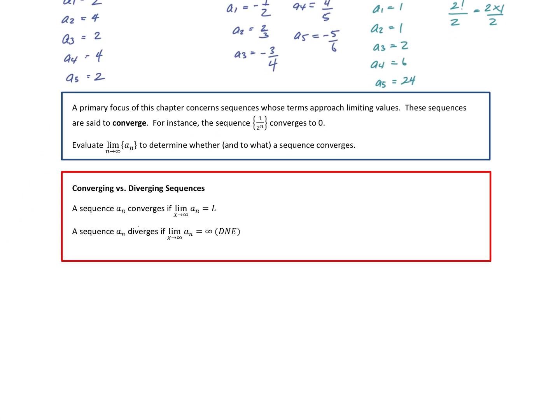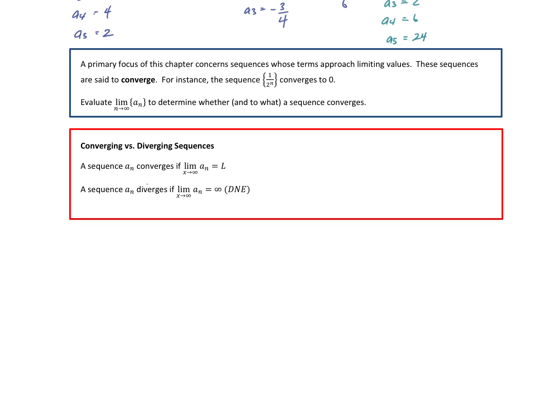So we need to determine if a sequence converges or diverges. There's only one test for sequences. The rest of the chapter we're going to spend on all the different tests for series. There's about, I forget, maybe 7, 8, or 9 tests for series. But for sequences, there's only one test.